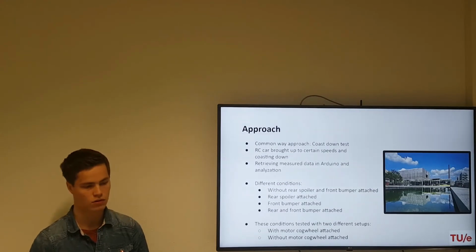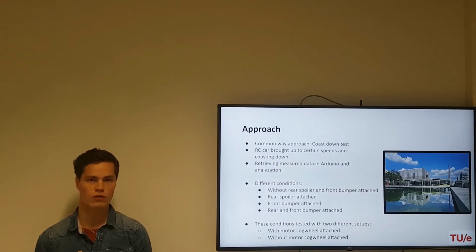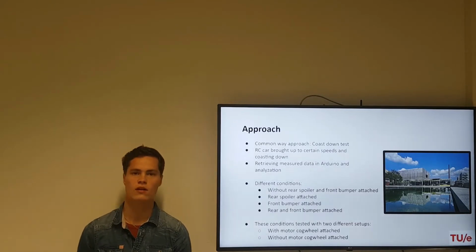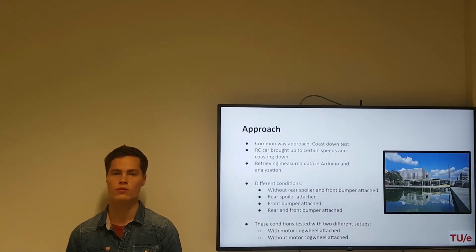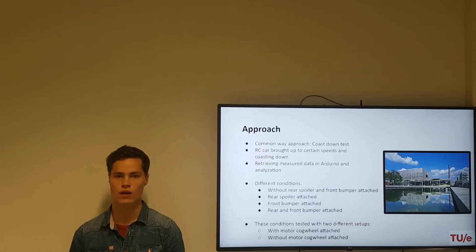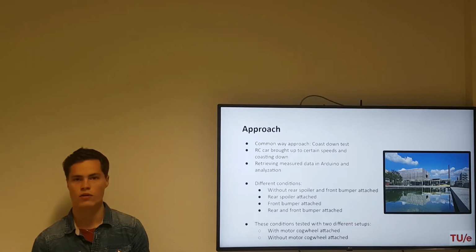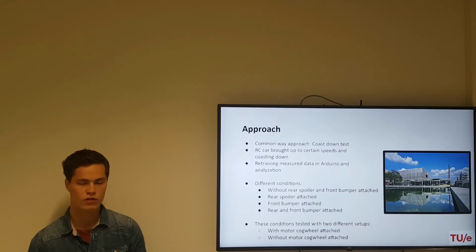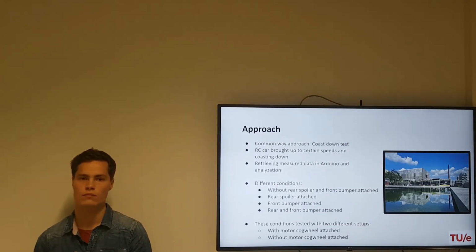Our approach, we will use a common test, which is the coast down test. In this test, the RC car will be brought up to a certain low speed, and then it will coast down to a full stop. So the only forces acting on the model car are the resisting forces.